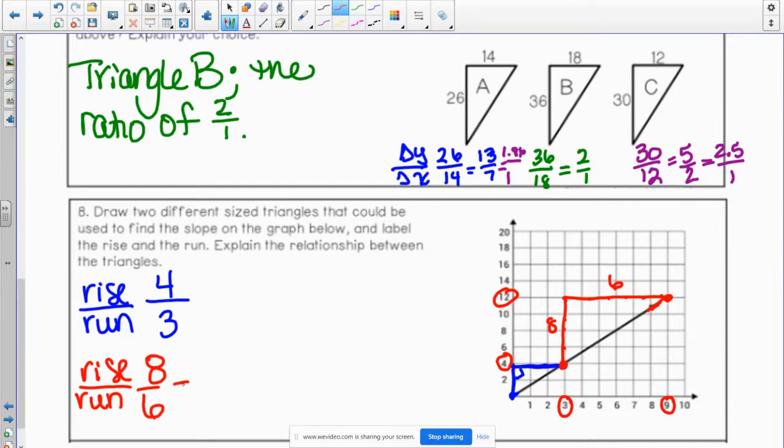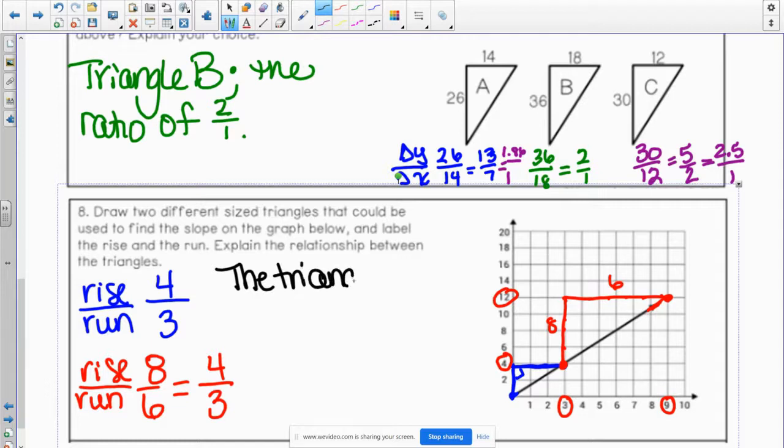And if I reduce that by dividing by 2, so 8 divided by 2 is 4, 6 divided by 2 is 3. The relationship is that they both have the exact same slope again. So that means they're similar triangles, which means they're the same shape, and then their slopes are both identical, which doesn't surprise me because it's a constant rate of change because you have a straight line. So we'll write that up. So the triangles are similar.